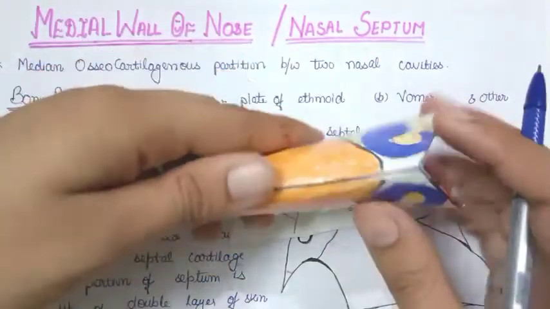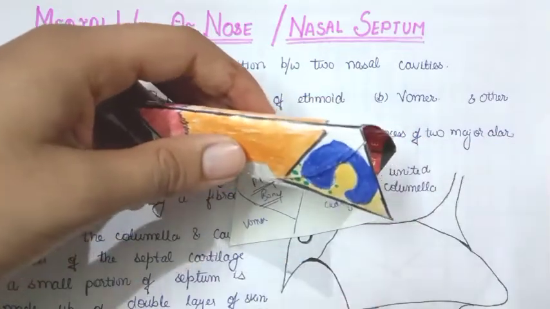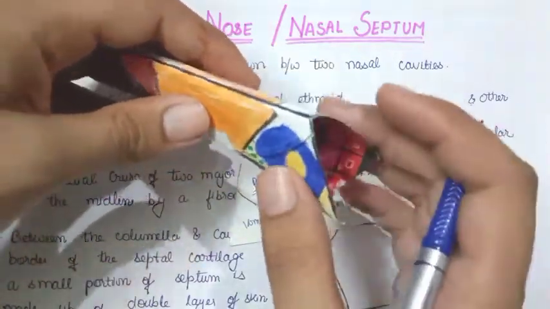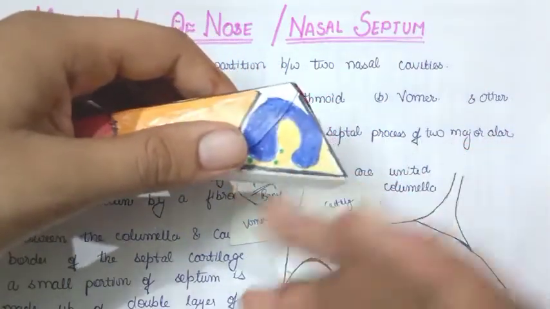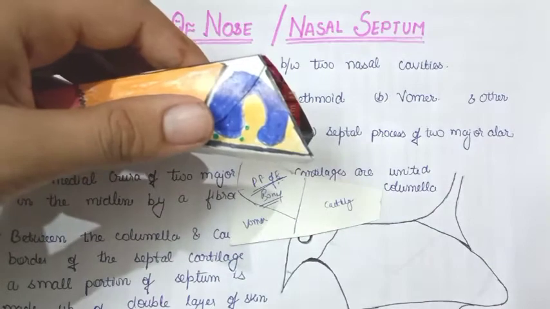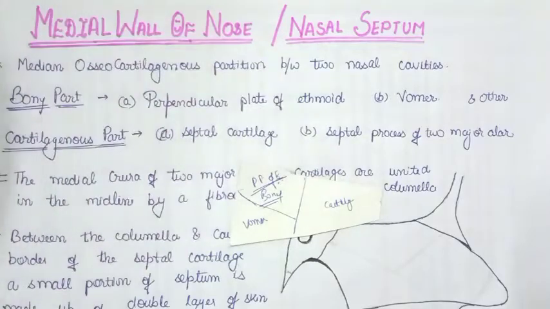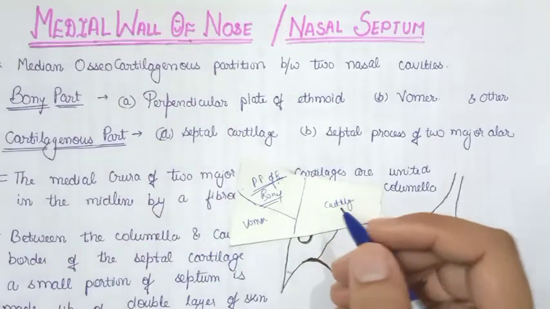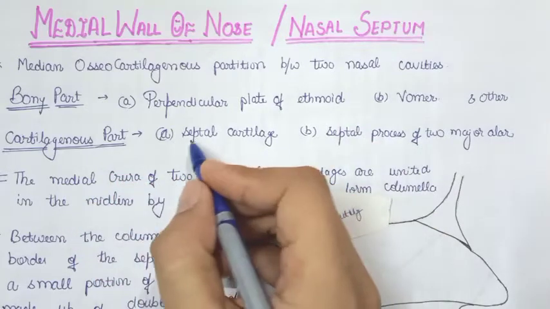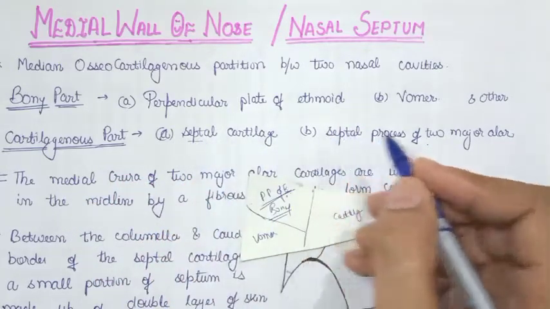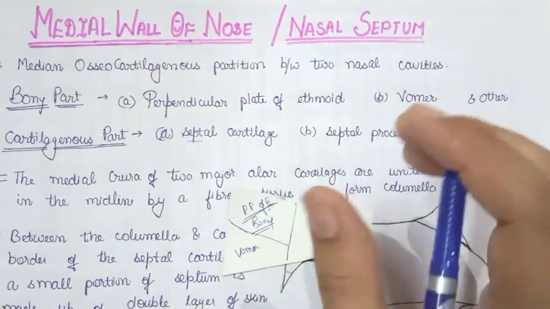These are the major alar cartilages that we have discussed in the video on the external nose, where we discussed in detail all the structures, the two crura, and the shape. If you have not watched the video yet, please go to the nose anatomy playlist and have a look at it. Now we have to see the cartilaginous part. In the cartilaginous part, again we have two cartilages, that is the septal cartilage and the septal process of the major alar cartilage. Now let me tell you about the major alar cartilage in brief.